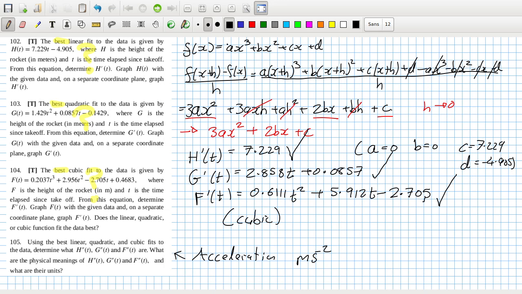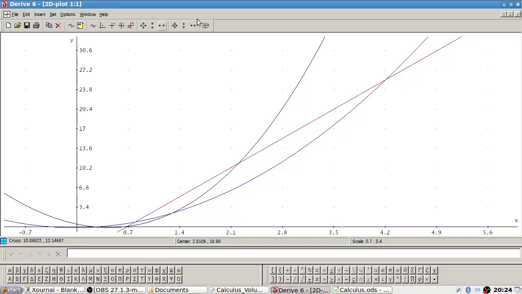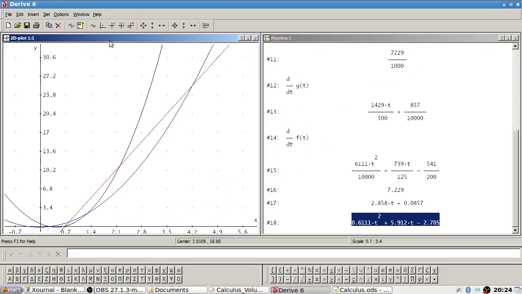Oh, and we also have to calculate the second derivative as well, which I nearly missed in question 105. So h double dash t, that would be 0. g double dash t, that would be 2.858, and then f double dash t, that would be 0.6111 times 2 is 1.2222 t plus 5.912. Okay, so if I answered everything, no, I still have to plot the derivatives.